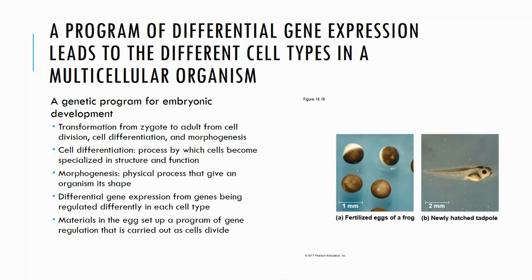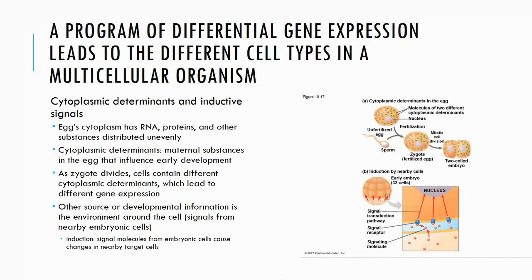So first, we'll look at the genetic program for embryonic development. The transformation from zygote to adult comes from cell division, cell differentiation, and morphogenesis. Cell differentiation is the process by which cells become specialized in structure and function. Morphogenesis is a physical process that gives an organism its shape. Differential gene expression comes from genes being regulated differently in each cell type. And the materials in the egg set up the program of gene regulation that is carried out as the cell divides. So based on how that gets divided, they'll get the signal to do different things.